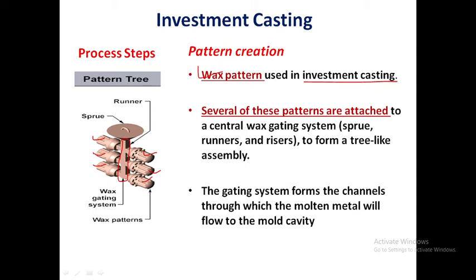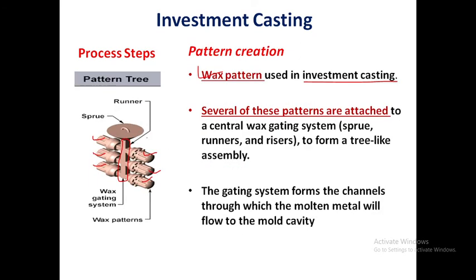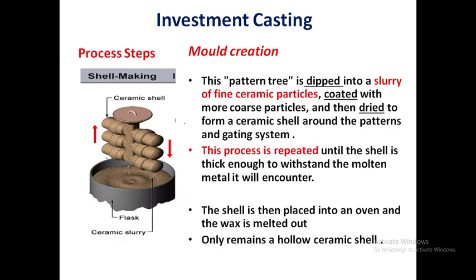The gating system forms the channels through which the molten metal will flow to the mold cavity. This is the first step. Next, mold creation. As we have seen, the pattern we have made has the required shape and size. After that, this pattern tree is dipped into a slurry of fine ceramic particles.